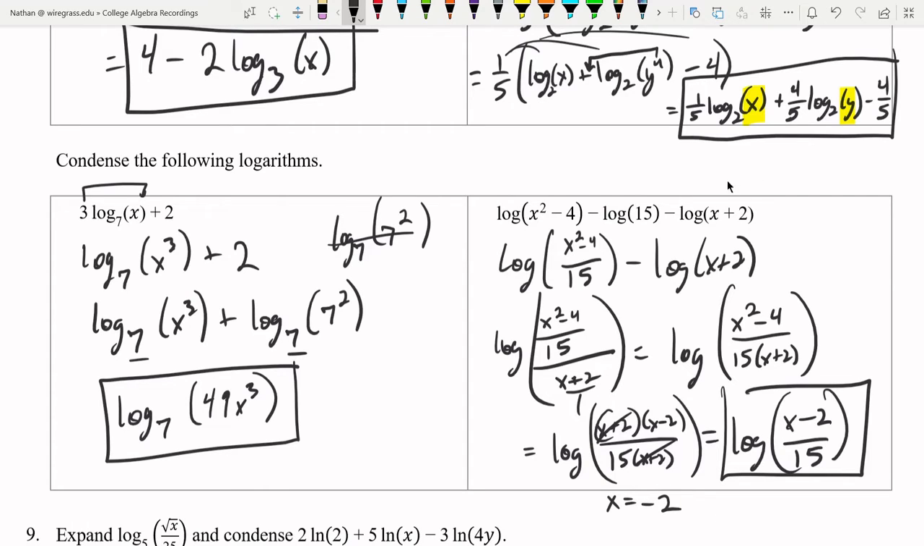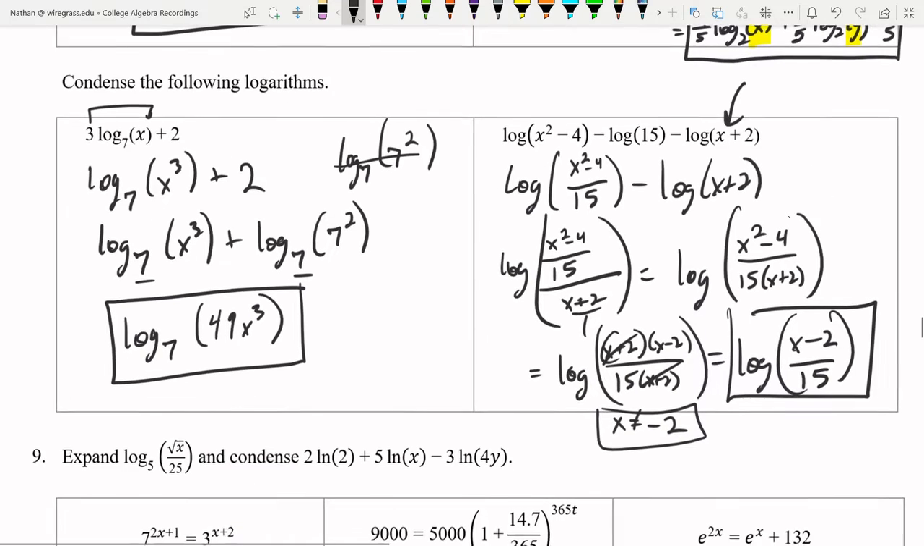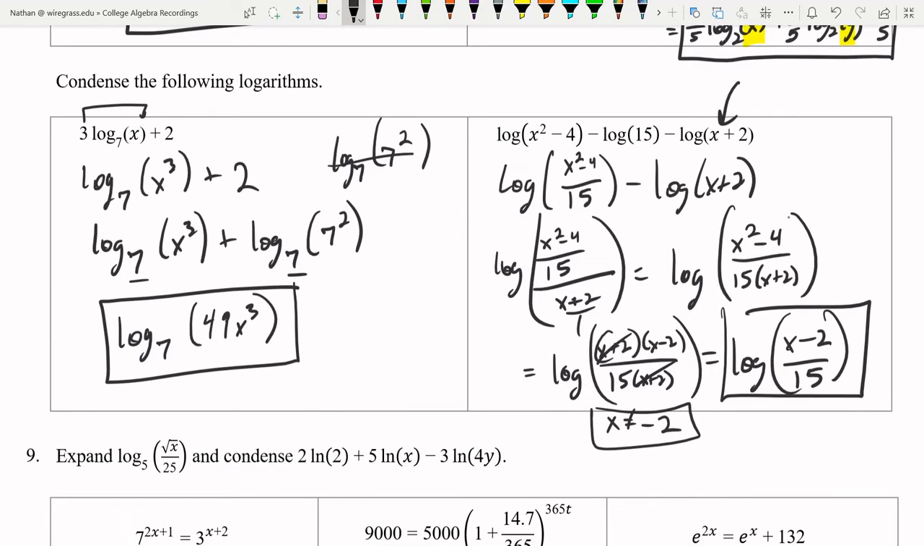X already couldn't equal negative 2, however, from this, because that would give us a 0 there, and a logarithm of 0 is not defined. So we already had this stipulation from the very beginning. All right, give it a try in number 9.